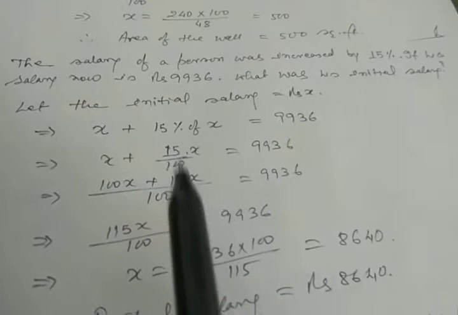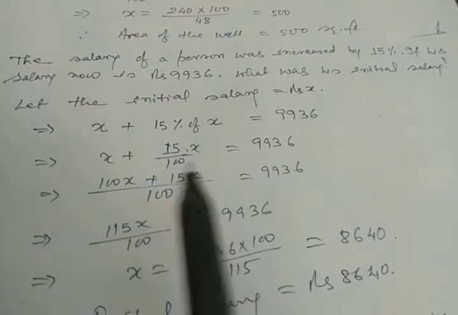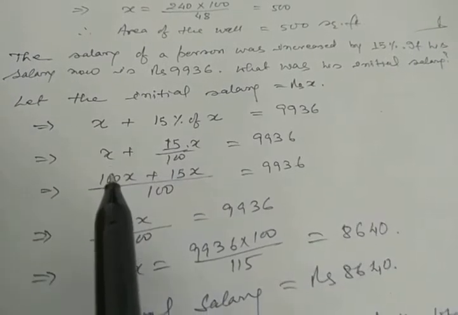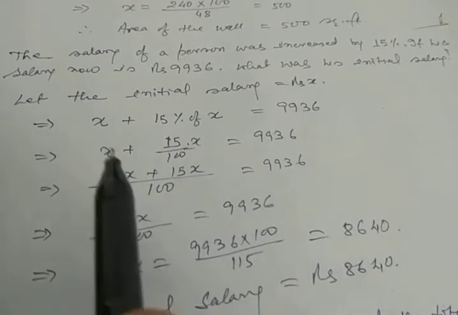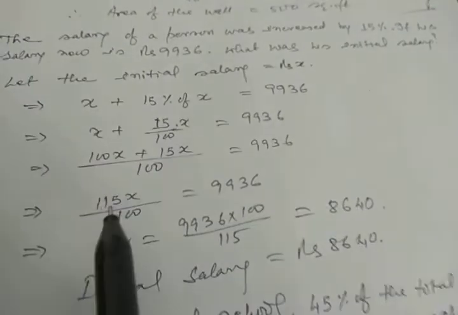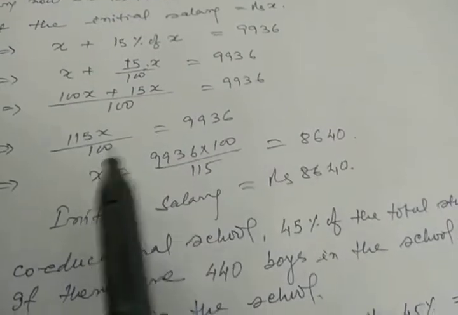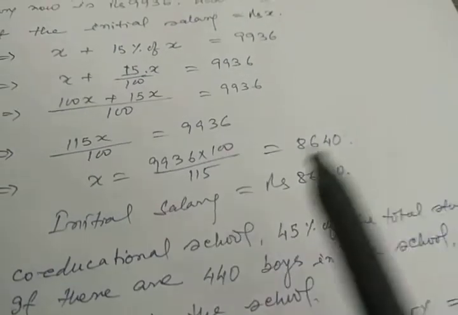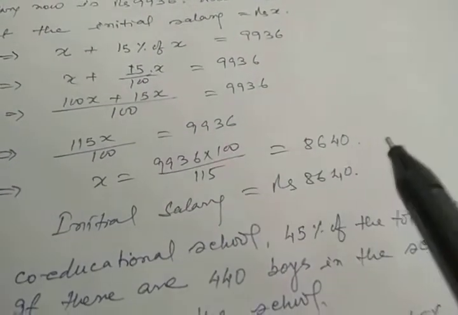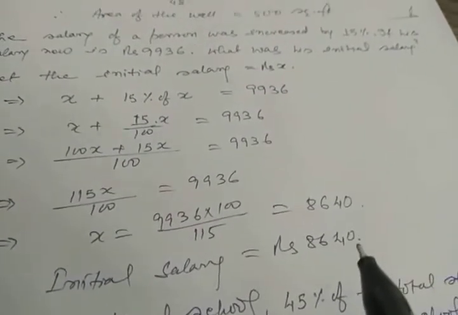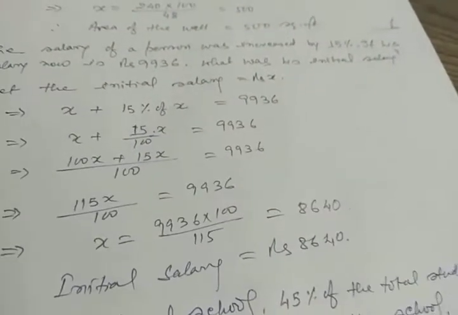So 15% of x can be written as 15 by 100 into x. Take the LCM. x is x by 1, so the LCM of 1 and 100 is 100. Now if you simplify, it will be 100x plus 15x, this is 115x by 100 equals 9,936. And so the value of x should be 100 in multiplication, 115 in division. Now if you simplify, this is 8,640. So the initial salary will be 8,640. Can you understand? Okay.